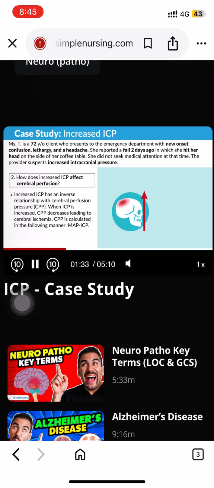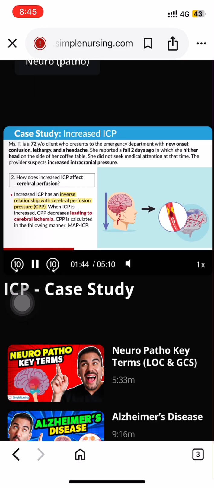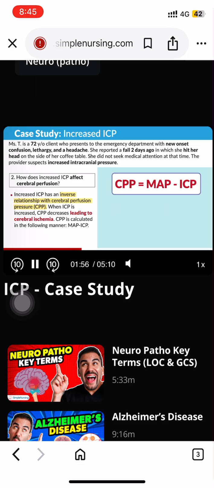Well, increased ICP has an inverse relationship with cerebral perfusion pressure, that CPP. When ICP is increased, the CPP is decreased, leading to a big key term, cerebral ischemia. Fancy words for low oxygen to the brain from that decreased blood flow, basically lack of perfusion. So CPP is calculated in the following manner: MAP minus ICP. And MAP means that mean arterial pressure.